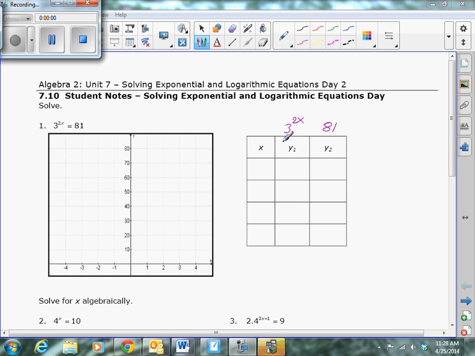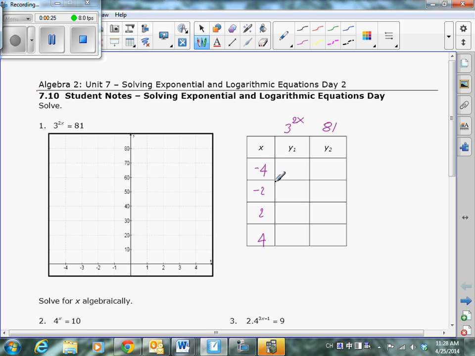To plug in, y1 is 3 to the power of 2x and y2 equals 81. What I want you to do is figure out a few values here. Let's get some negative values and some positive values. What will happen if you plug in, let's do negative 4, and let's also do negative 2, 2, and 4.